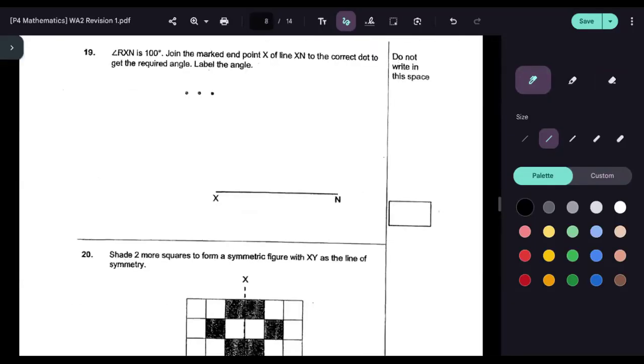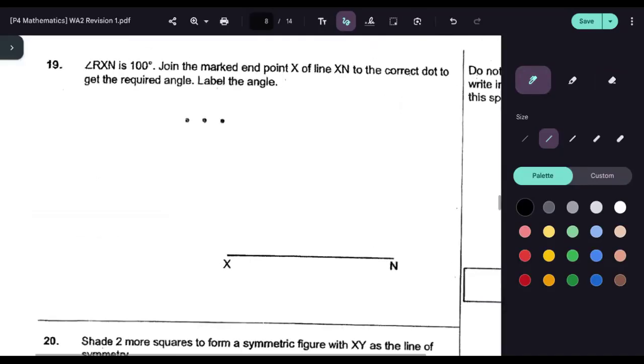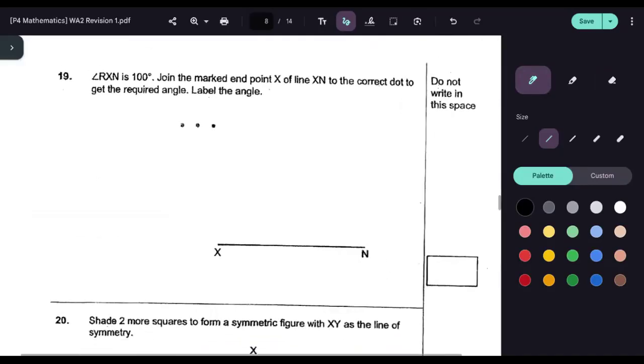Okay, next one. Angle RXN is 100 degrees. Join the mark N point X of line XN to correct the dot to get the required angle and label the angle. So for this case, if I put it here, okay, that's it. Simple. Okay, this one just use common sense.